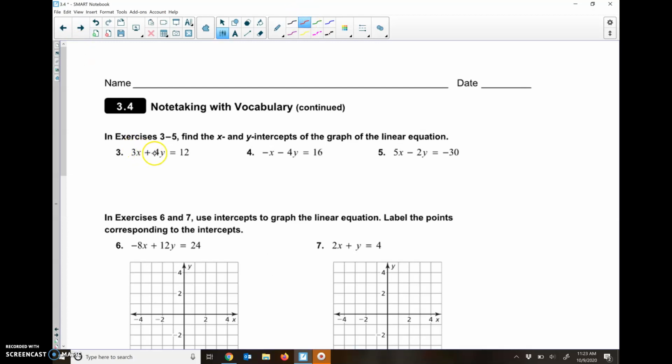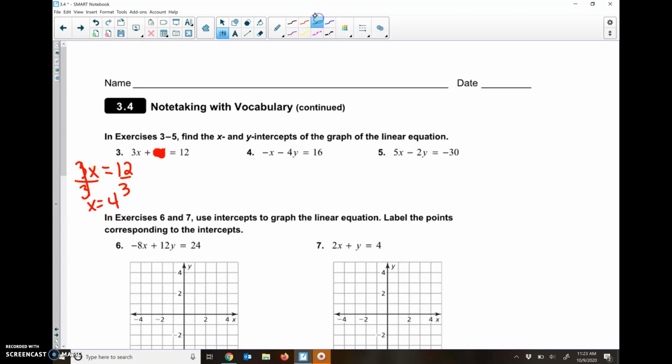So 3x plus 4y equals 12. Let's pretend we're finding the x-intercept. So I'm going to make y equal 0. And when I say that, I mean I'm literally going to take the y out. So then I end up with 3x equals 12. I'm going to divide each side by 3. So I find out my x-intercept is 4.